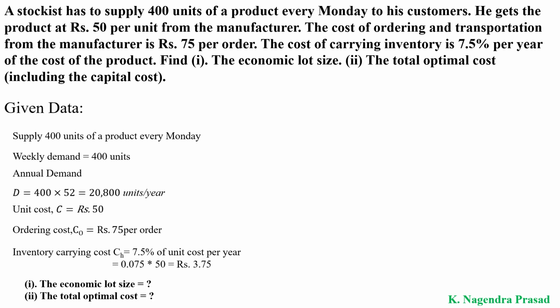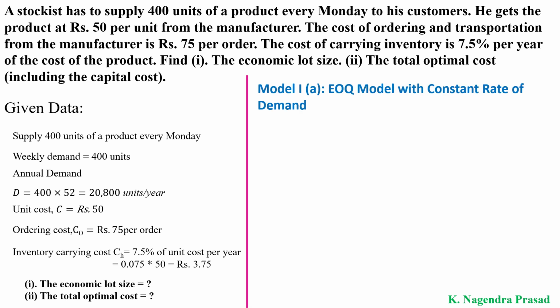So here you have to determine the economic lot size and the total optimal cost. So this model belongs to the model 1A, the EOQ model with a constant rate of demand, because here it is not mentioned any shortage cost as well as the production rate. So this is the model 1A.